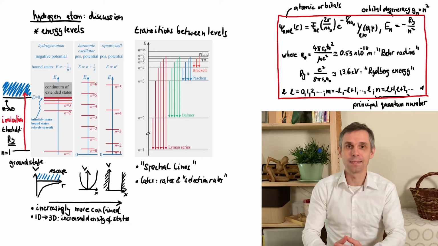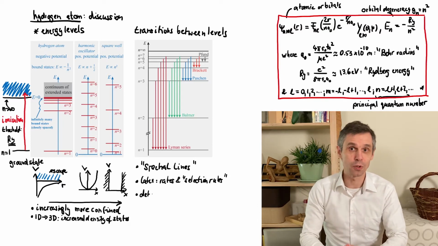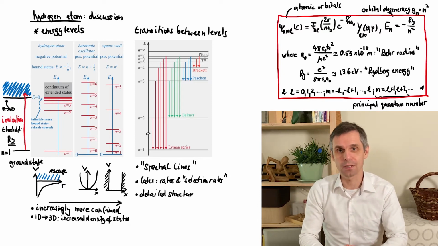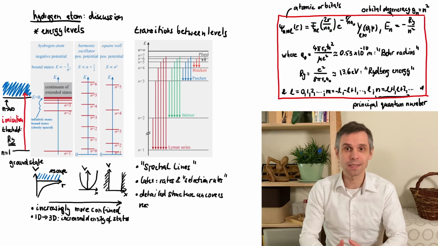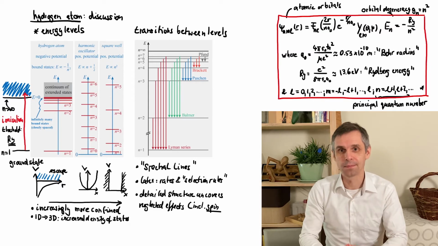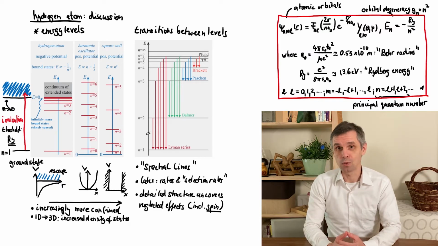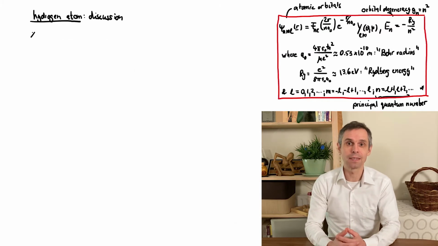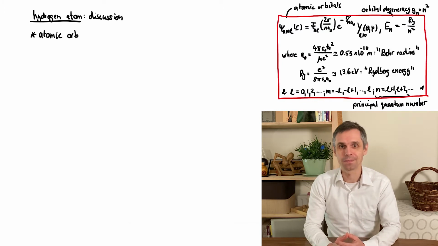Already quite early in this development, researchers managed to resolve a very detailed additional structure, which points to subtle effects that we have neglected so far, for instance involving the electronic spin. We will come back to this very soon, but first look in some more detail at the atomic orbitals.